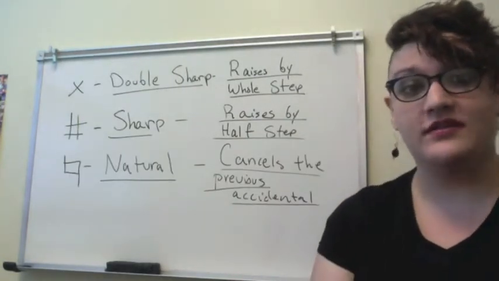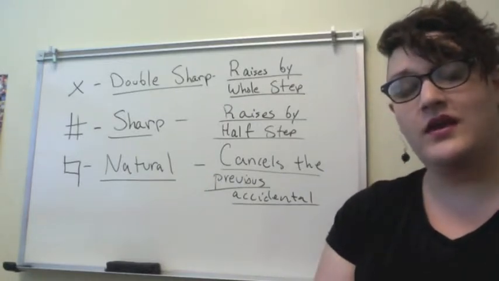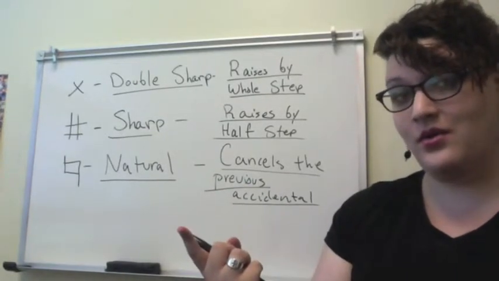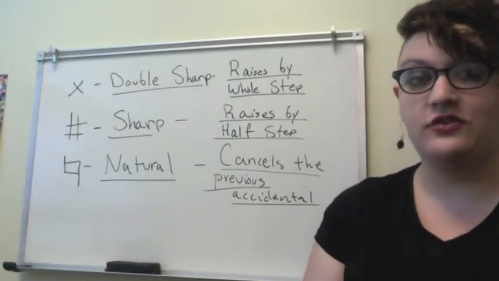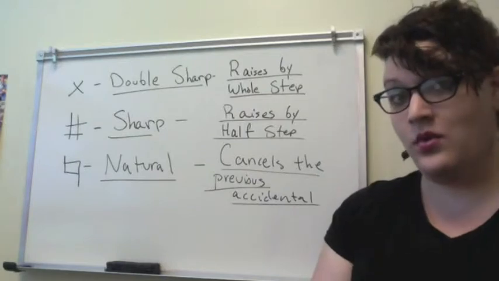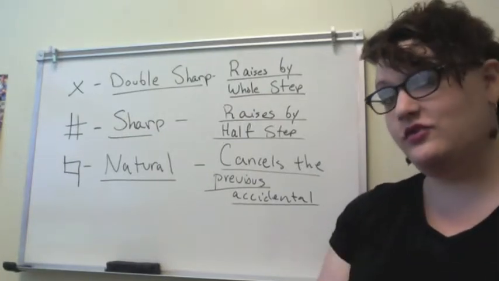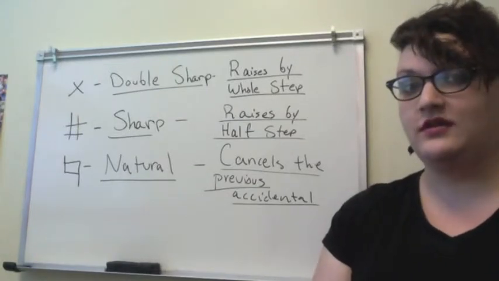The next one we have is a natural. It cancels the previous accidental. For example, let's say we have the singer singing a C sharp of do, which is not standard in the key of C major, but now they want it back to a C. Do. When the singer sees the natural, he or she knows to go back to the previous C.